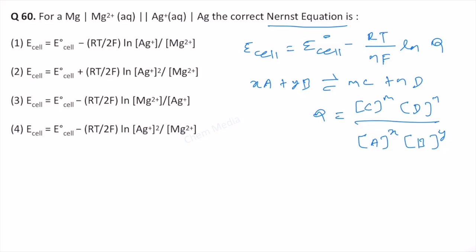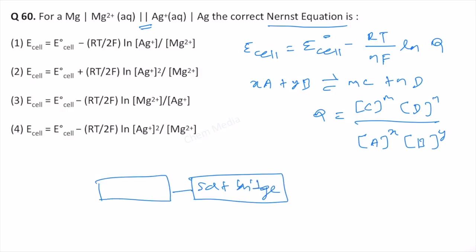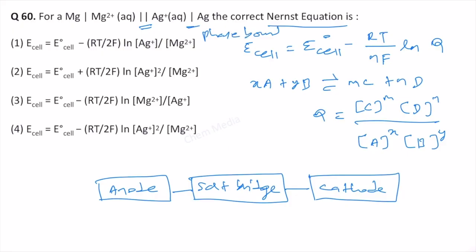Now, for a cell, this double vertical bar means salt bridge. So, it is always salt bridge in the middle, and then on the left hand side it is the anode half cell, and then on the right hand side it is the cathode half cell. The single bar represents phase boundary. This is phase boundary, which means that this silver here is solid. Likewise, here too the magnesium here is solid. It is not given, but the phase boundary basically tells us that it is not in aqueous medium, it is solid.